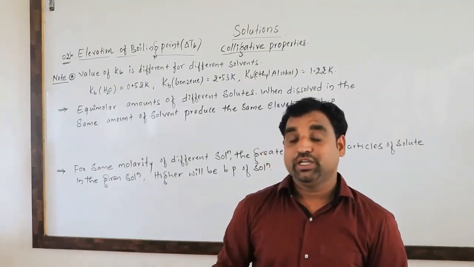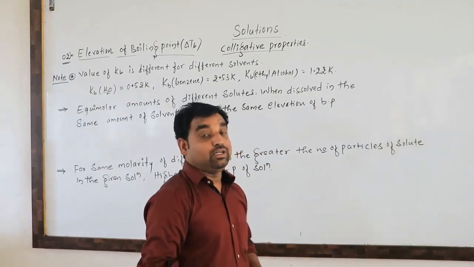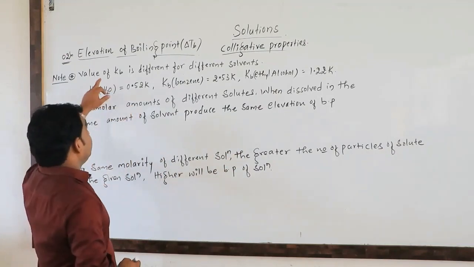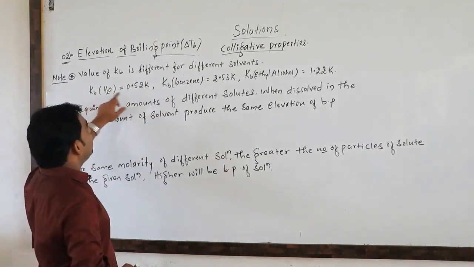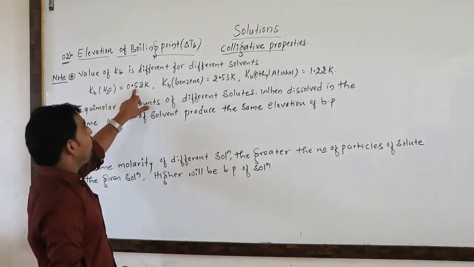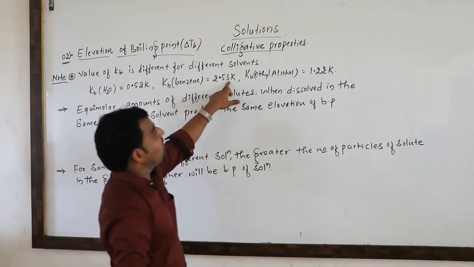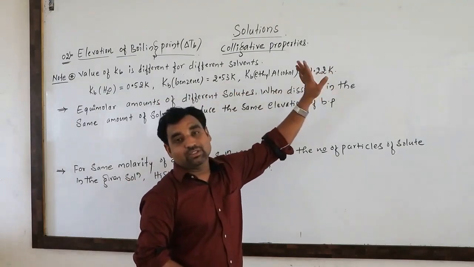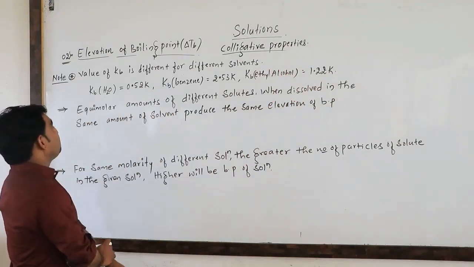First point you have to remember, Kb value depends upon the nature of the solvent. So the value of Kb is different for different solvents. Example, Kb for water is 0.52 Kelvin, Kb for benzene is 2.53 Kelvin, and Kb for ethyl alcohol is 1.22 Kelvin. You have to remember some Kb values for different examples.